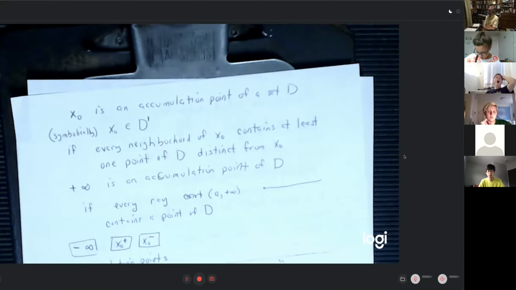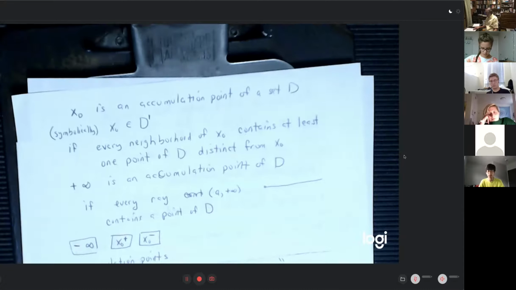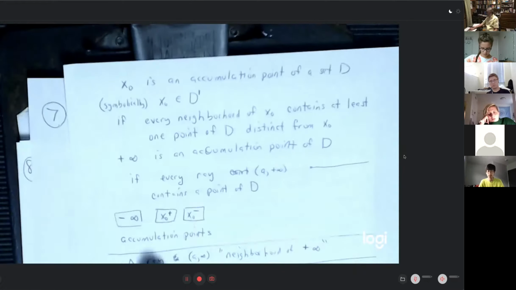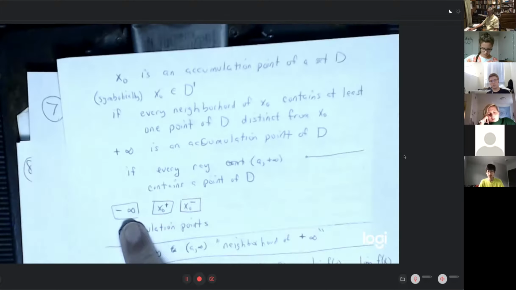Now, if we allow that to be an accumulation point, and if we allow minus infinity to be an accumulation point, then we only need one definition for limit, because we only take limits at accumulation points. So by allowing infinity to be an accumulation point, then we can talk about limits at infinity. Now, what else can we talk about? We can talk about limits at minus infinity. And then you could talk about this.